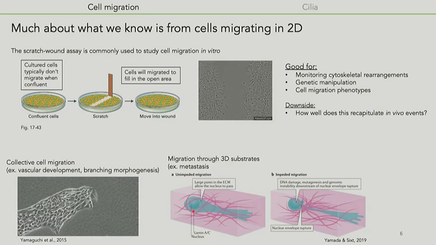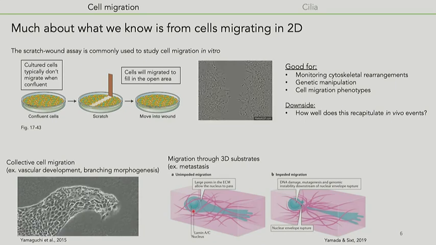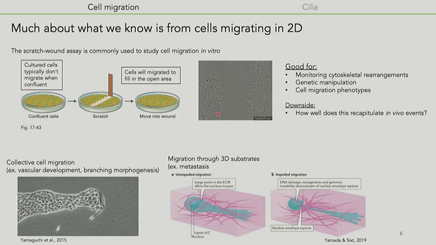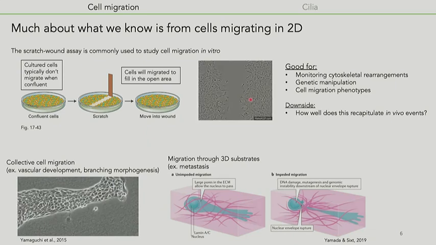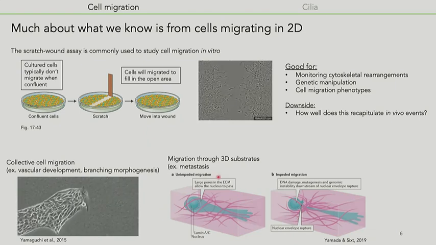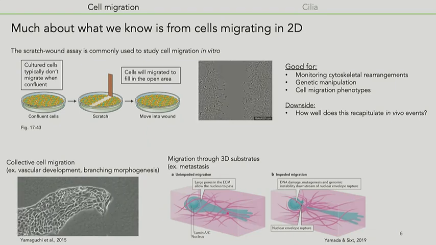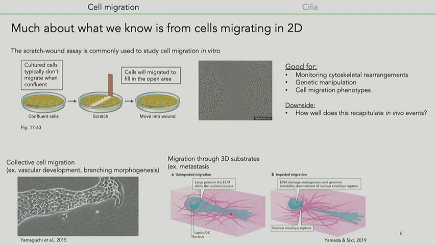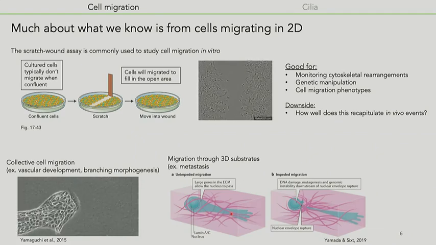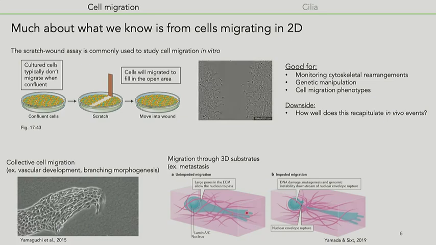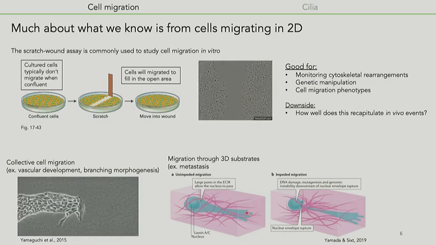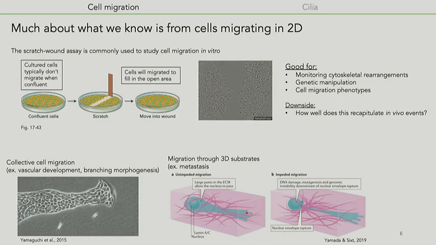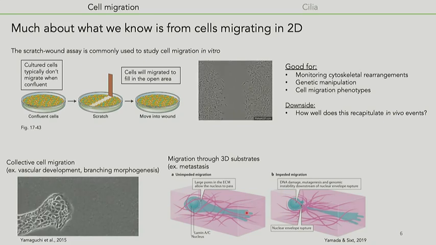So what's being discovered is that while the structures that cells use in 2D migration have analogous structures in 3D migration, cells in 3D face a whole other host of challenges. I would say the way the field is going now, most people are trying to transition to studying cell migration in 3D to better recapitulate the in vivo processes.